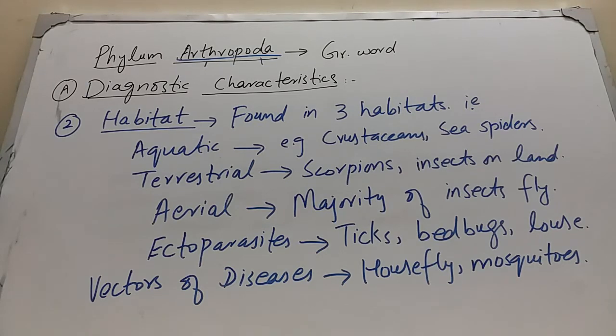Second point is about the habitat of arthropods. Arthropods are found in all the 3 habitats. They are found everywhere. We can say they are cosmopolitan in distribution. Arthropods are found in marine life. For example, crustaceans, spiders, sea spiders, they are found in the sea water. They are also terrestrial like scorpions, insects on the land, and besides this, arthropods also have an aerial mode of life. For example, the majority of the insects, they fly in the air.